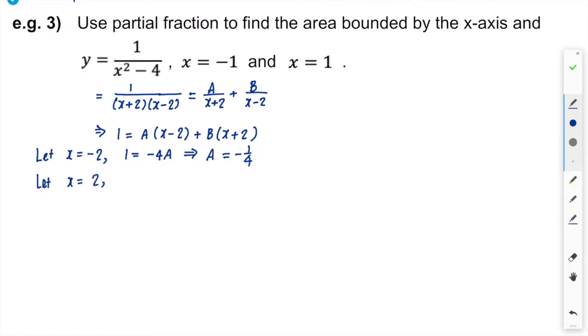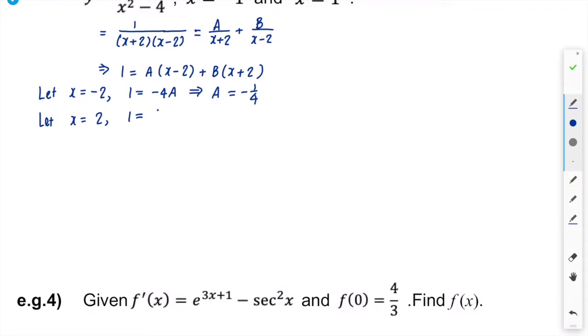Now if I let x be 2, then I will have 1 equal to a times 0 plus 4b, giving me b equals 1 over 4. Which implies that y can be written in the form of, I can actually factor out the 1 over 4. 1 over 4 of, I'm going to start with the second term, 1 over x minus 2 minus 1 over x plus 2. Okay.